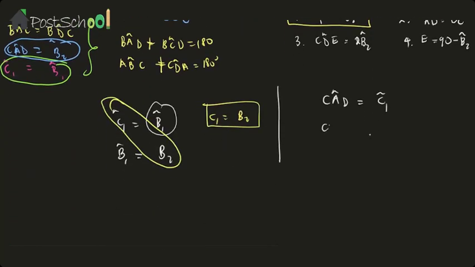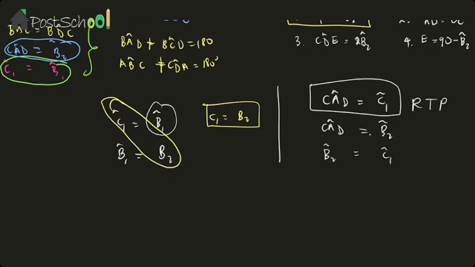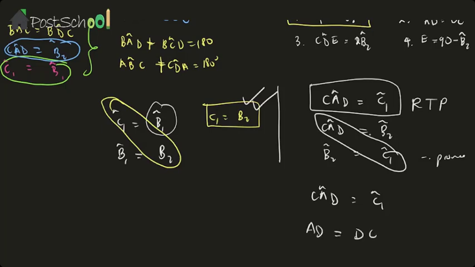So you're going to say CAD, this is what we want to prove, required to prove. CAD is equal to B2, angles on the same segment, and then B2 is equal to C1, proven. So these again will be equal. CAD will be equal to C1, which then means that AD is equal to DC.